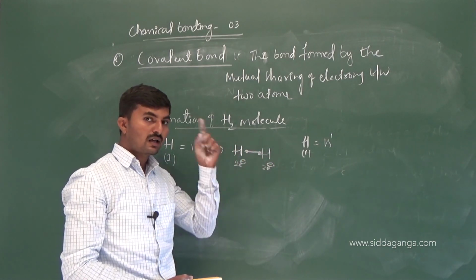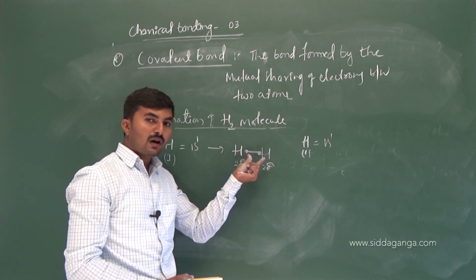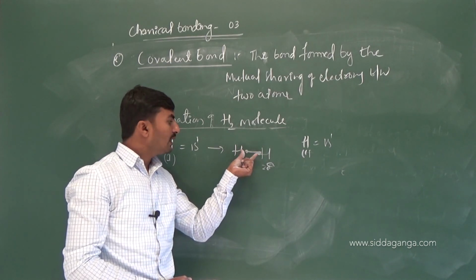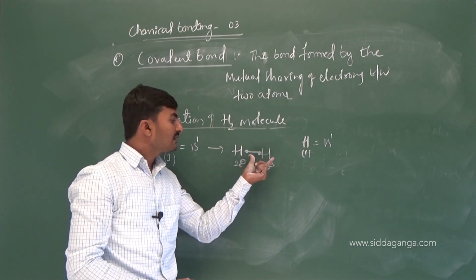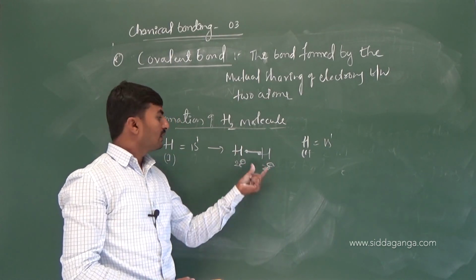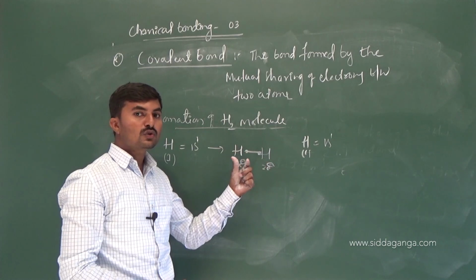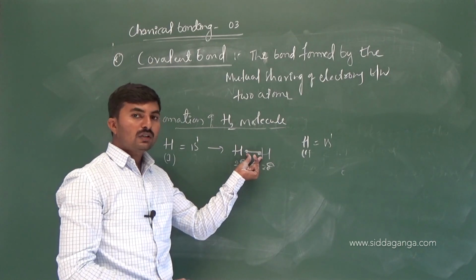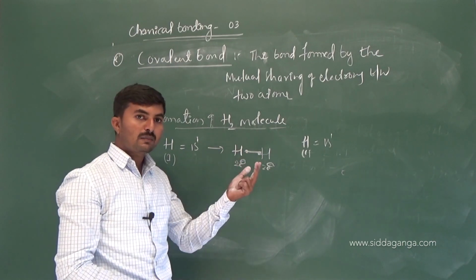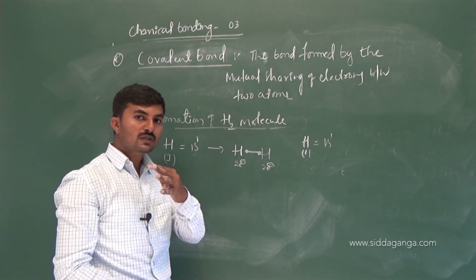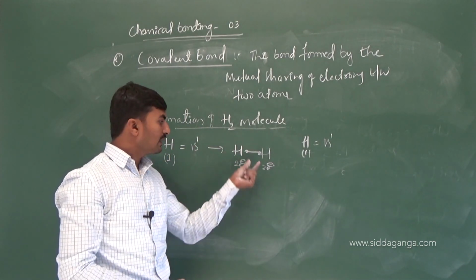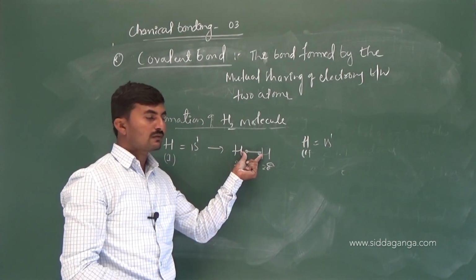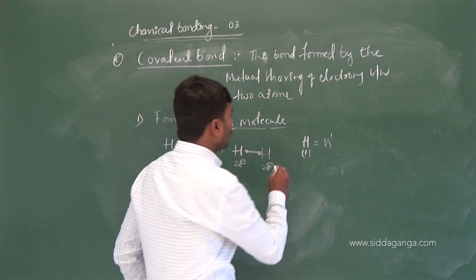I repeat, the covalent bond formed by the mutual sharing of single electron pairs is called a single covalent bond. If the same covalent bond is formed by the mutual sharing of two electron pairs, it is called a double covalent bond. If the same thing is repeated for 3 electron pairs, then it becomes a triple covalent bond. Like that, if only one electron pair is shared between these two atoms, this is an example for a single covalent bond.